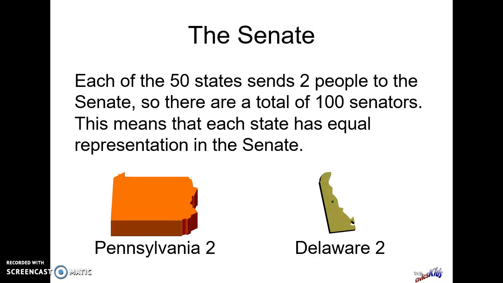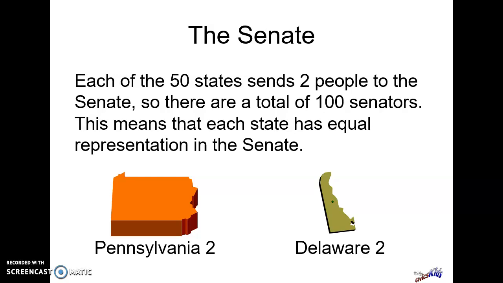The other half of the legislative branch is the Senate. So in the Senate, each state is represented by 2 people. It doesn't matter how many people you have in your state. So the largest state is going to have 2 representatives, and the smallest state is going to have 2 representatives, which gives us that total of 100 senators.